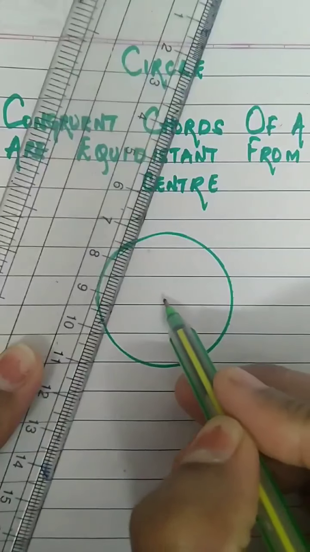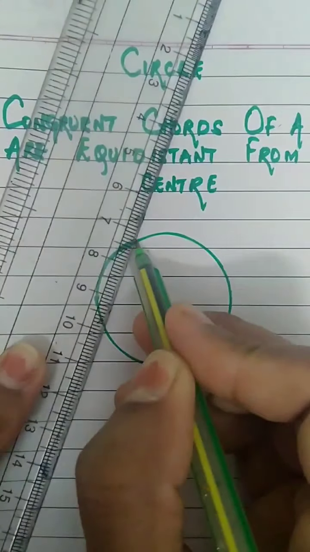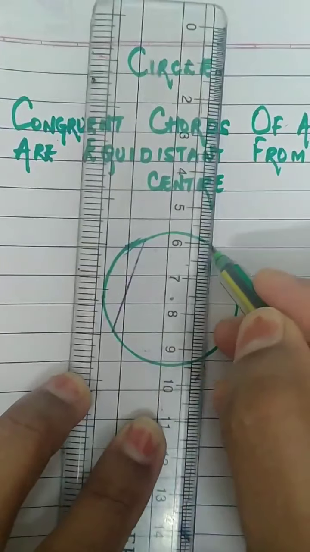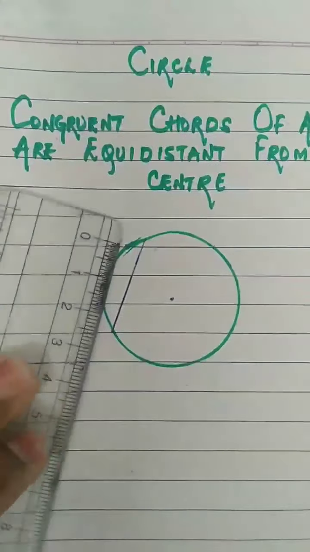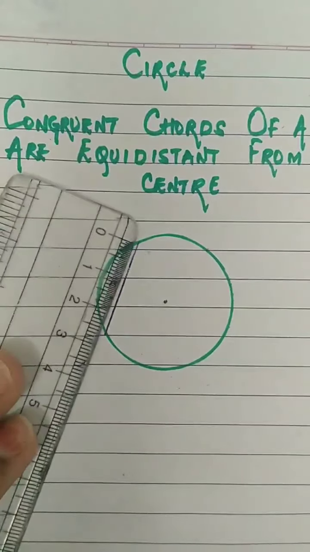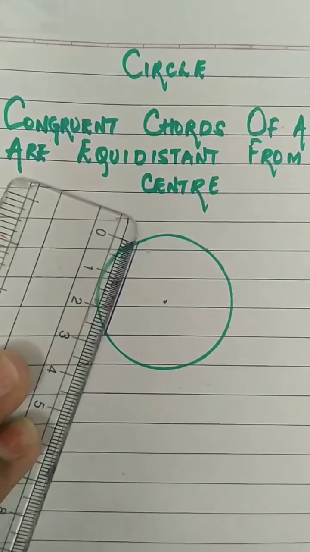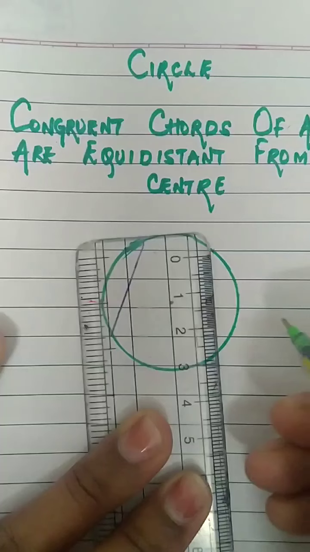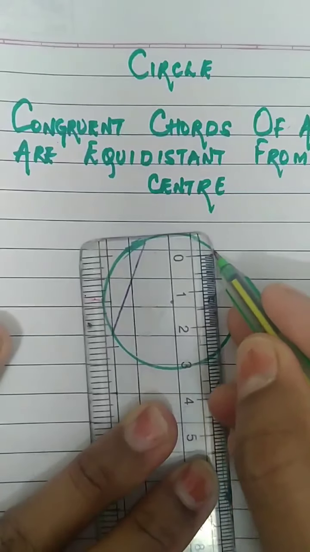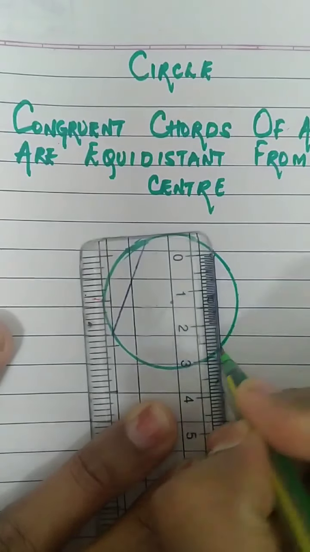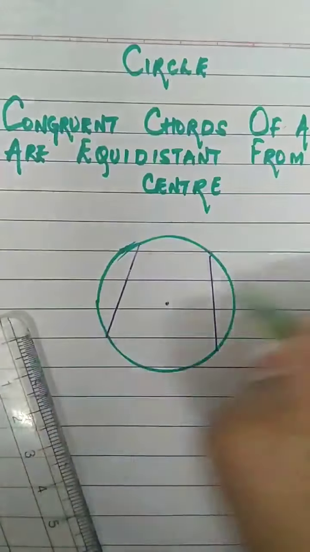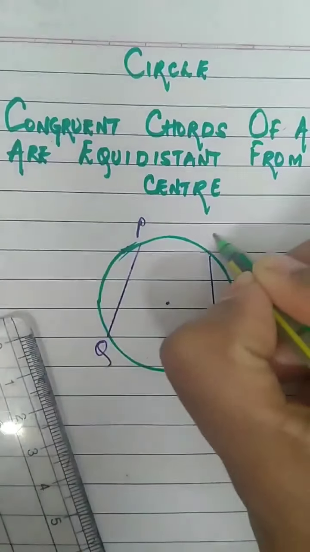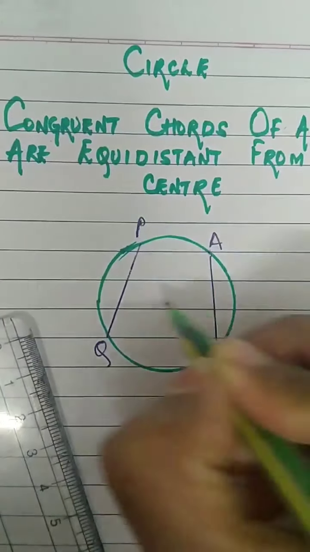So let me first highlight the center of the circle. Now I have two chords, chord number 1 and chord number 2, and they should look congruent. So I'll take the chords somewhat congruent. First chord I have taken 2.6 centimeter. So next chord also I'll try to take 2.6 centimeter only. This is the second chord. So these two chords are congruent. Let me call it chord PQ and chord AB. These two chords are congruent.